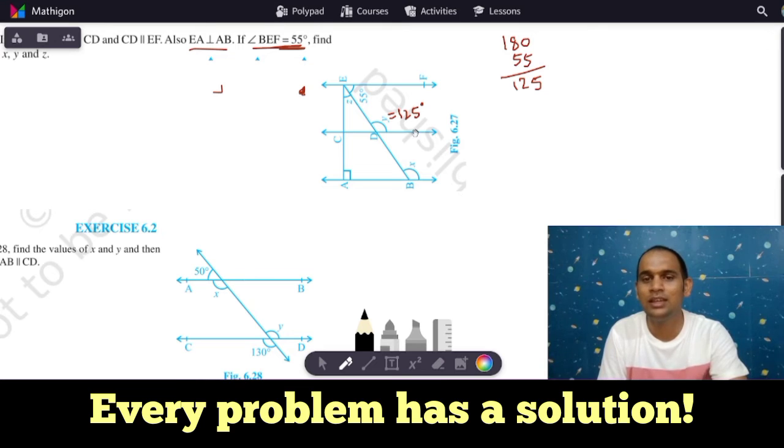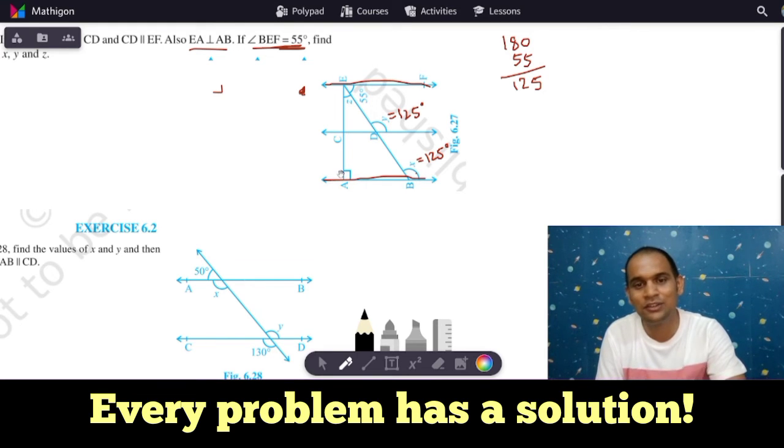So what is the relation between Y and X? They are corresponding angles. So X will also be 125 degrees. That's all. Now we need to find the value of Z. Since the first line is parallel to the second line, meaning EF is parallel to AB, this particular angle and this will be supplementary. So since this is 90 degrees, this will also be 90 degrees.